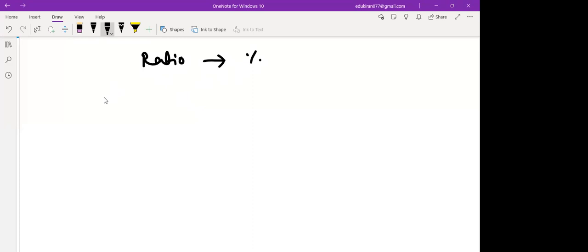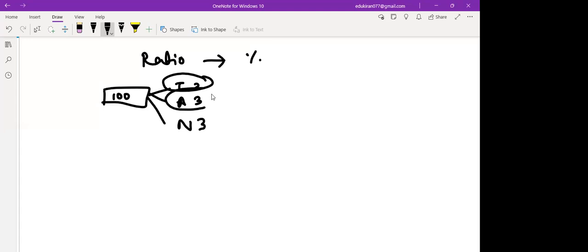Second concept is, for example, I have 100 rupees, right? In my class, I have 3 students, Tashin, Aisha, and Naisha. I have to distribute this among them. For example, 2 ratio I give to Tashin, 3 ratio I gave to Aisha, and 3 ratio I gave to Naisha, like this. I gave you the ratio only. Now you have to find how much money I gave to Tashin, how much I gave to Aisha, and how much I gave to Naisha, right? So this concept is clear.